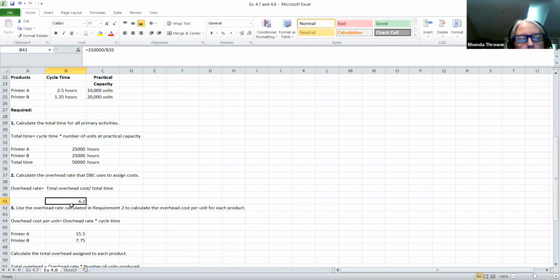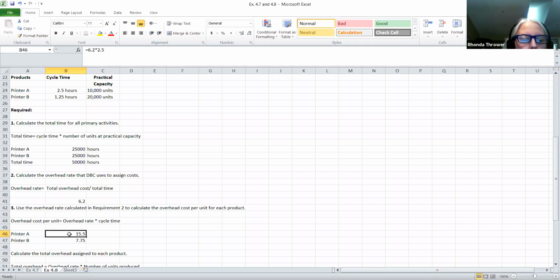Now, in the third part, they want us to use the overhead rate that we calculated in requirement 2 to calculate the overhead cost per unit for each product. So what we would need to do is figure out what the total overhead cost was per unit. And to do that, we're going to take our overhead rate that we calculated in part 2, and we're just going to multiply it by the time it takes to produce 1 unit. That will give you the overhead cost per unit.